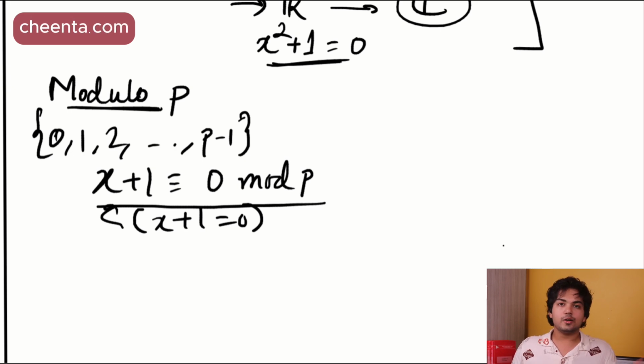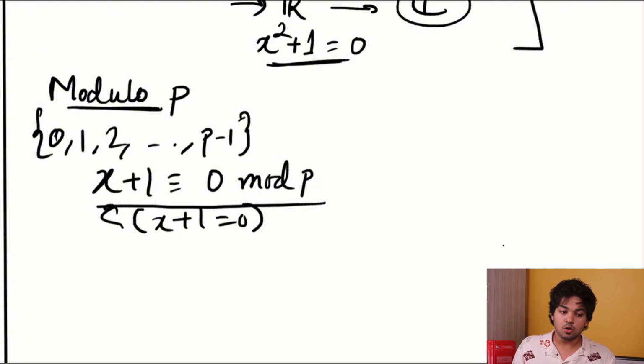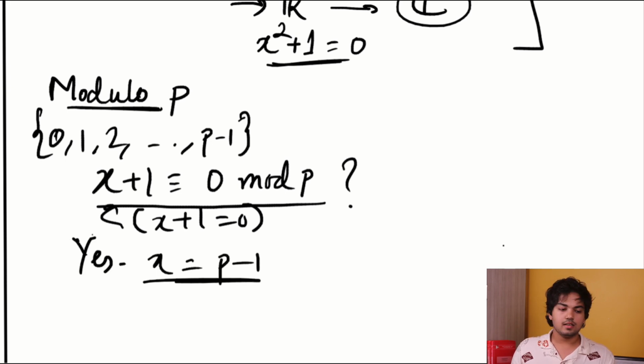The thing is, you don't need to invent anything new when you're working modulo p. You already have a number that does this job. Can I solve this? Yes. x is equal to p minus 1, right? Generally, we have negative numbers. So you don't need to invent new things to answer these polynomial questions.